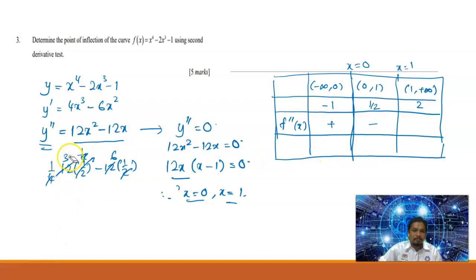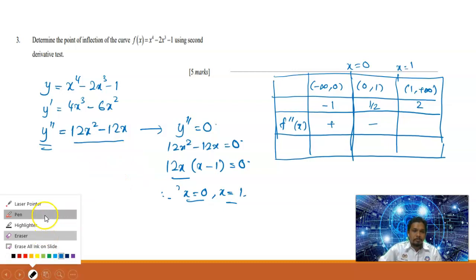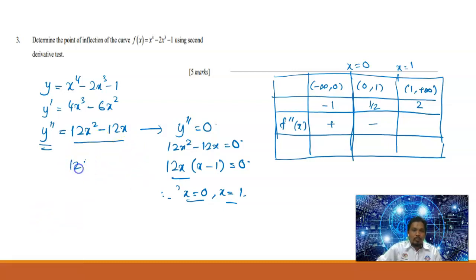And then, 12 times 2 square minus 12 times 2. 2 square equal to 4. 4 times 12 is 48 minus 24 equal to positive 24. Positive. So guys, we're going to look into concavity.